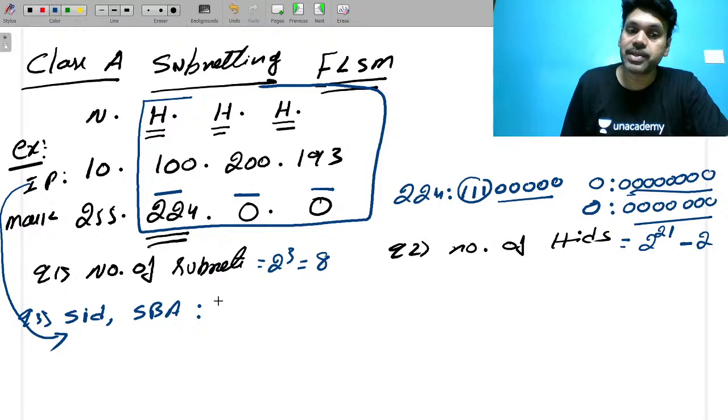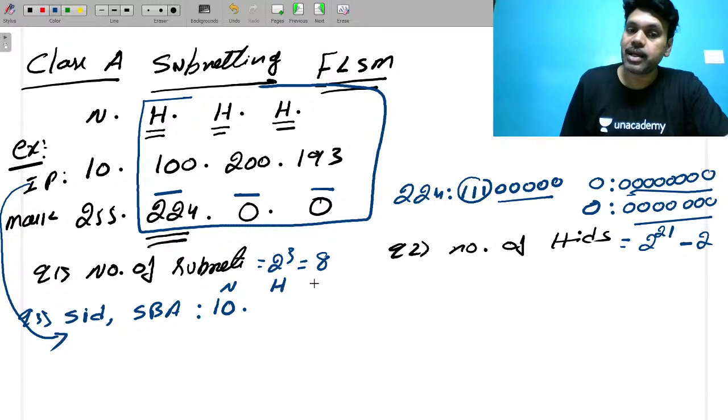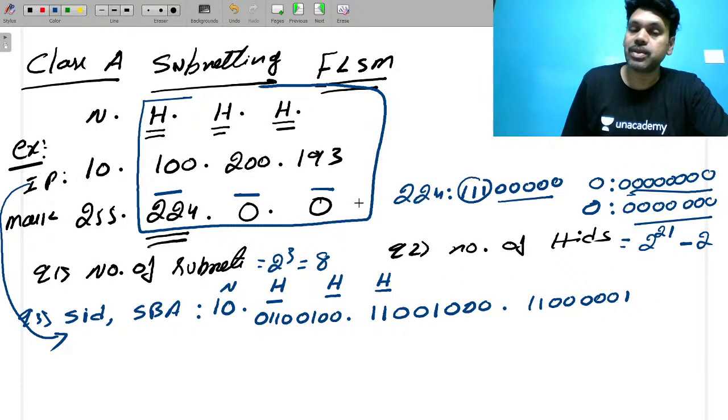So our binary is 10. We are not going to disturb the network part as it is. The remaining we are going to disturb, so we are writing them into binary. 100 in binary is 01100100. Next 200 in binary, using 128 64 32 16 8 4 2 1. And 193 in binary is 11000001. So I have written the binary of the third octet and fourth octet.